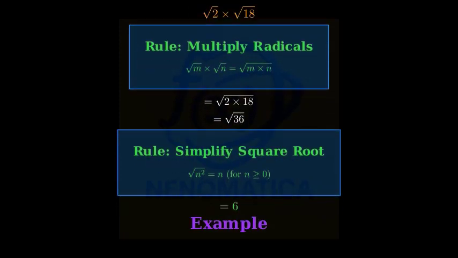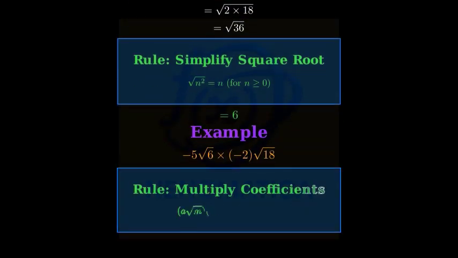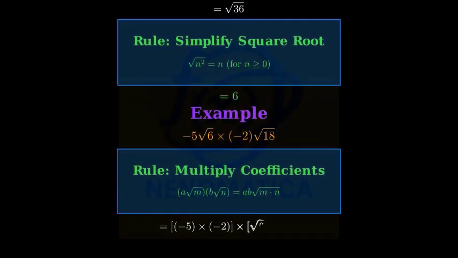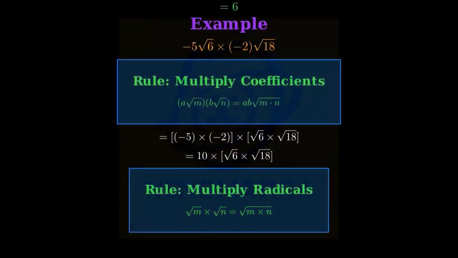Let's try a more complex example. We need to multiply negative 5 times square root of 6 and negative 2 times square root of 18. First, let's separate and multiply the coefficients. Negative 5 times negative 2 equals positive 10. Next, we multiply the radicals.